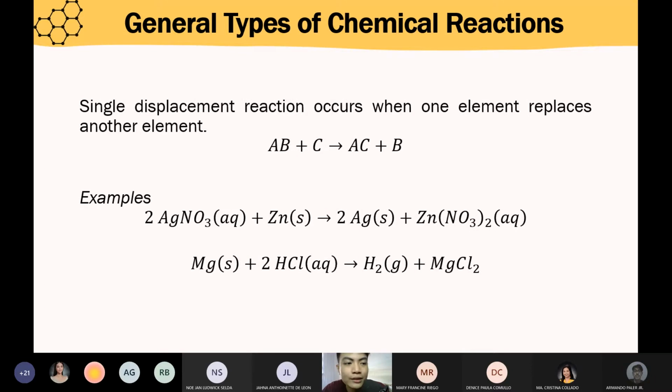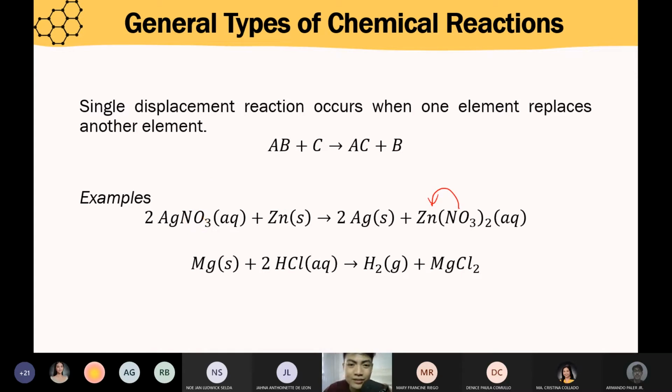Next type of reaction, we have the single displacement. So for the single displacement, what happens here is that it just swaps partner. So sino yung nag-swap ng partner? It is the anion. So look at this. You have silver nitrate and zinc. So this nitrate, its original partner was silver. But at the end of the reaction, ang partner na niya si zinc. So basically, it's swap partners.